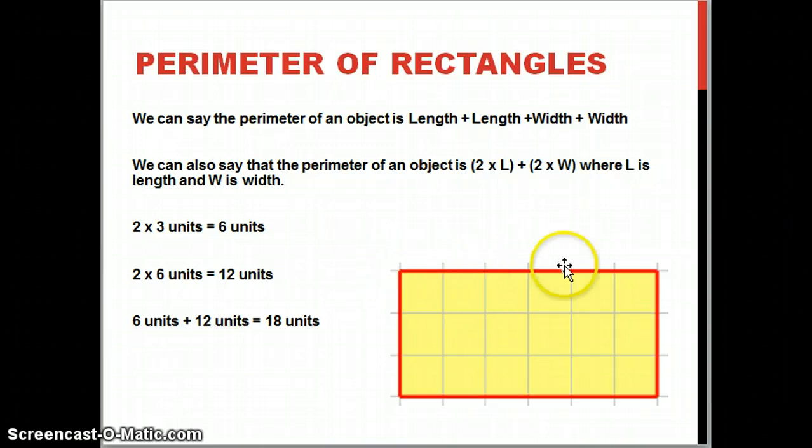So this would be the width of the rectangle, and there are 2 equal segments here. The measures are the same. That's why we can say 2 times instead of just adding them together. And as you can see, we get the same answer. 2 times 3 is 6 units, 2 times 6 is 12 units, and 6 units plus 12 units equals 18 units, which is the perimeter of this rectangle.